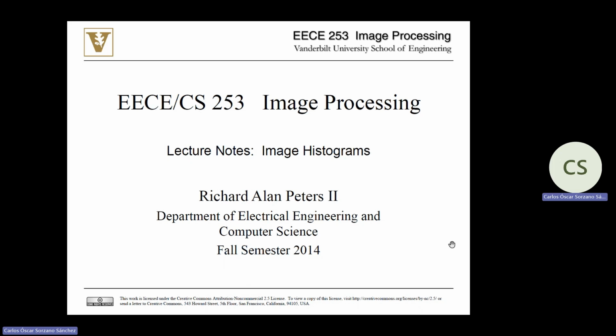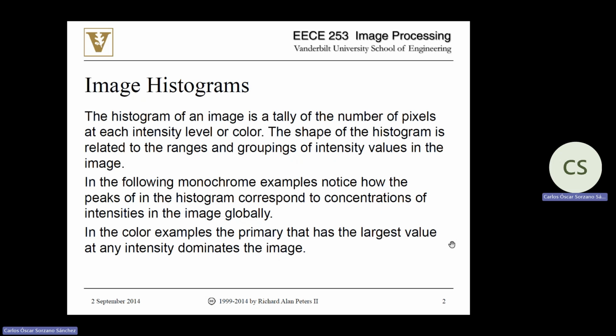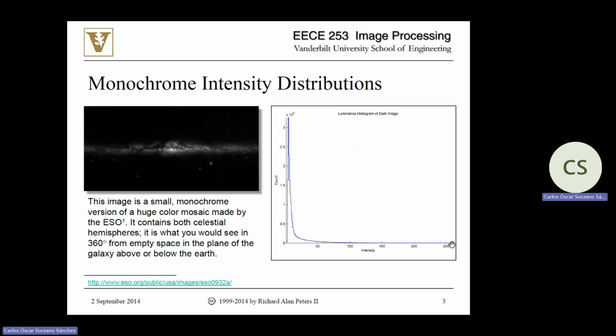So today is a very short lecture, so you will have a lot of time to work on. It is about image histograms. An image histogram is a count of how many times you have seen values of a particular value, so intensities of a particular value.